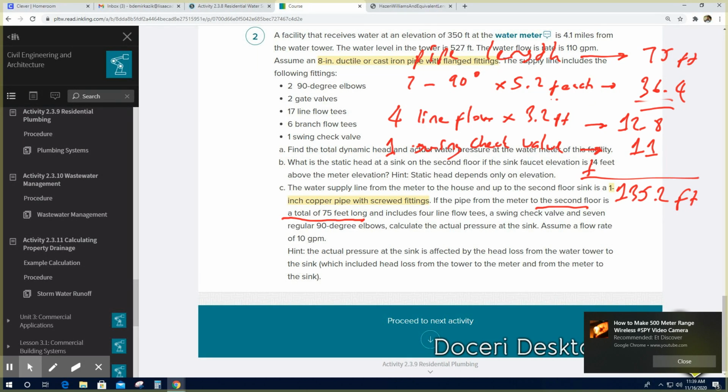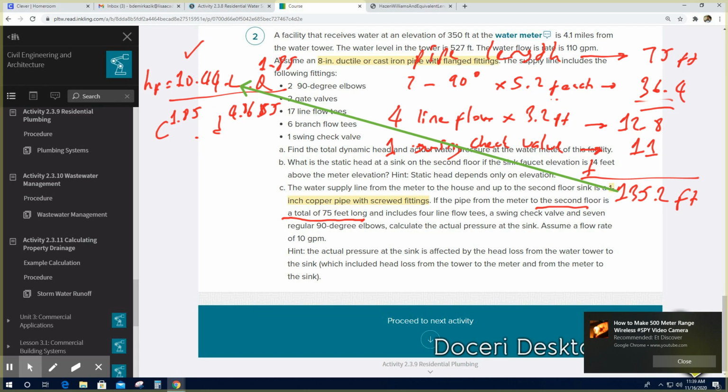And then we are going to, of course, use the head loss formula, HF equals 10.44 times L times Q to the power of 1.85, divided by C to the power of 1.85 times D to the power of 4.87. Here, 10.44 is the constant. L we just calculated, which is 135.2. This is going to go to L.